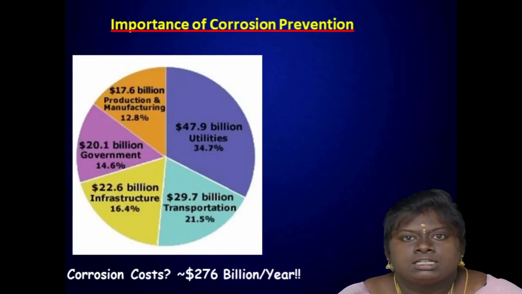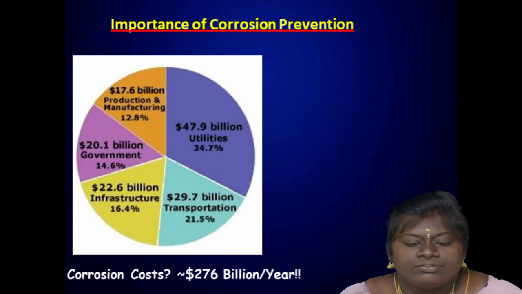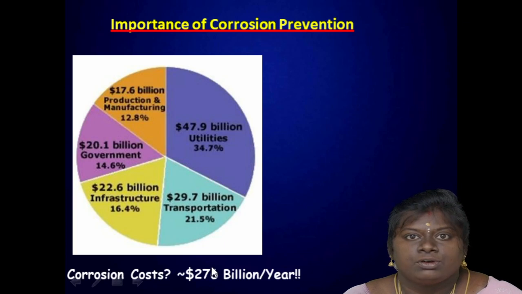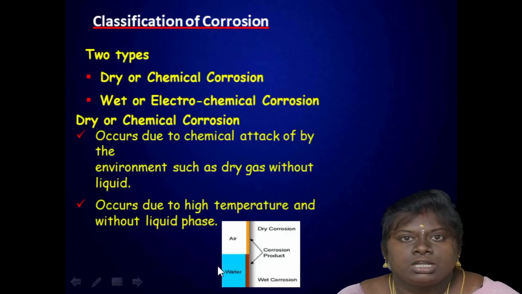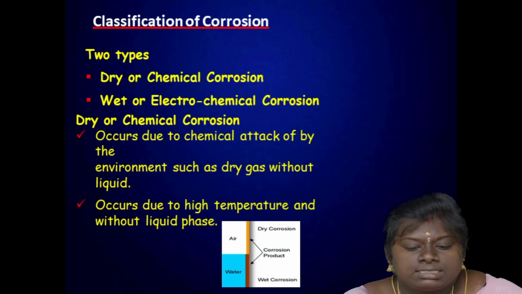Nowadays research is more focused on preventing metals from corrosion, because metals are corroded in every field: utilities, transportation, infrastructure, government and manufacturing. They spend a total of 276 billion per year on preventing corrosion of metals. These types of corrosion usually occur in two ways. One is dry corrosion, and the other is wet or electrochemical corrosion.